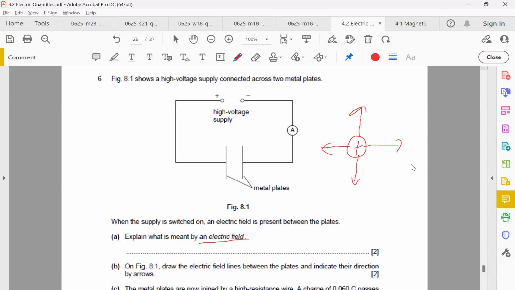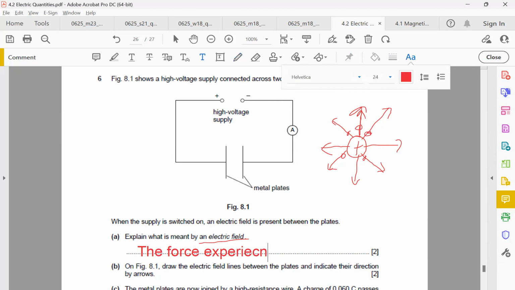Very good, guys. It was because I placed a small positive charge here and I observed where it was being forced out, right? If I place one here, it'll be forced out here. If I place one here, it'll be forced out here, and so on and so on, right? That's why you're supposed to say, explain what's meant by electric field: the force experienced by a small positive charge.